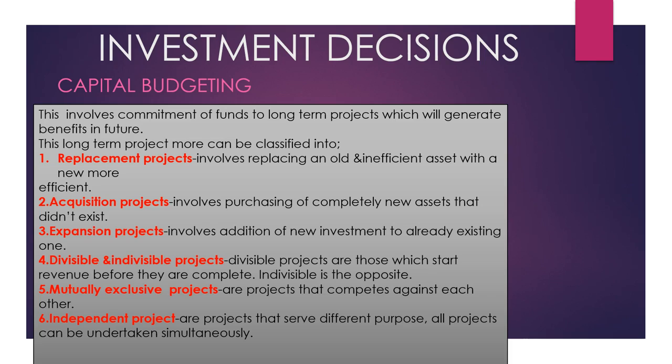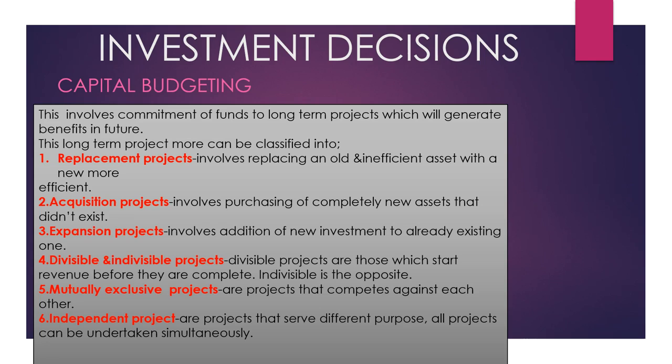So classification 4 is called divisible and indivisible projects. Divisible projects are those which start to generate revenue even before they are complete. And indivisible projects are the opposite of divisible, which says that they do not start to generate revenue until the project is complete.